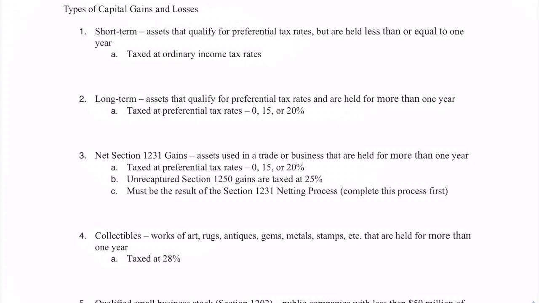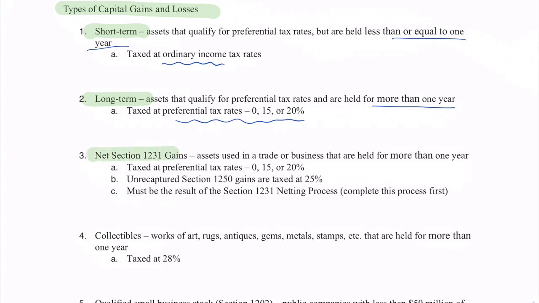So first, we want to think about types of capital gains and losses, and we have short term, which are assets that are held for 1 year or less, and they're taxed at ordinary income rates. Long-term capital assets are the assets that qualify for preferential rates, and they need to be held for more than 1 year. And we know the preferential rate is according to the capital gain and loss tax bracket schedule.